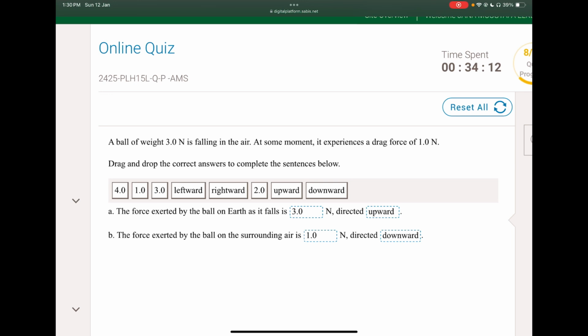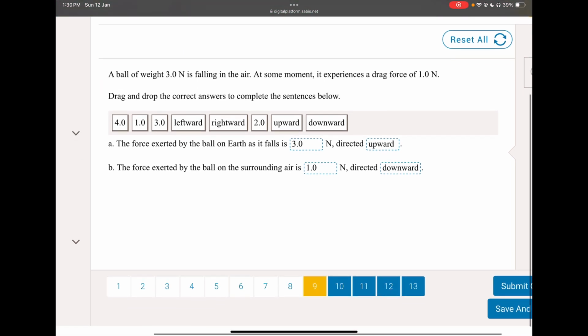Because what is a drag force? A drag force is where an object falls with weight against the resistance, so air resistance. So the force on the surrounding air is directed downwards.